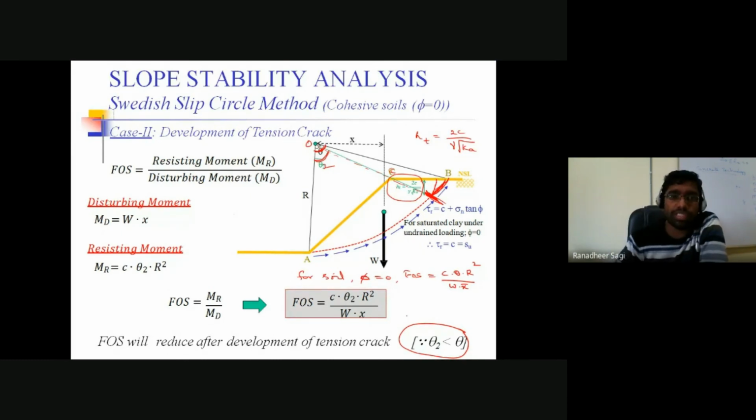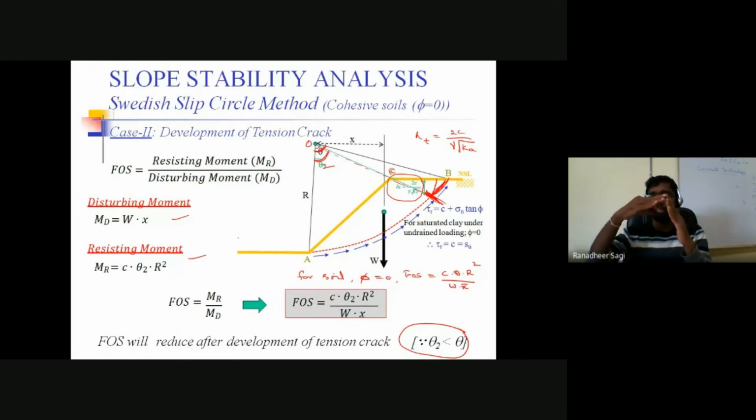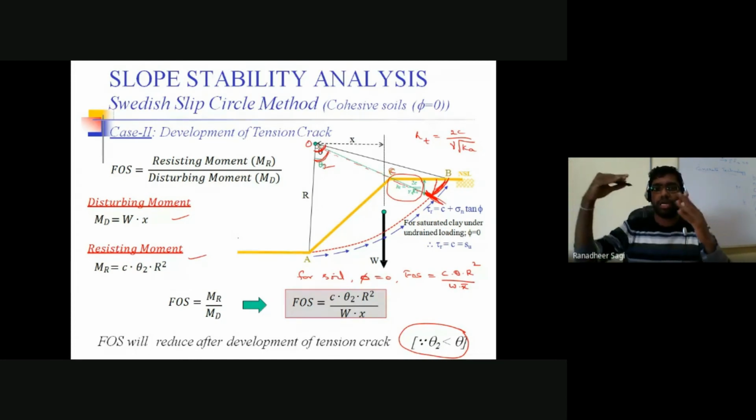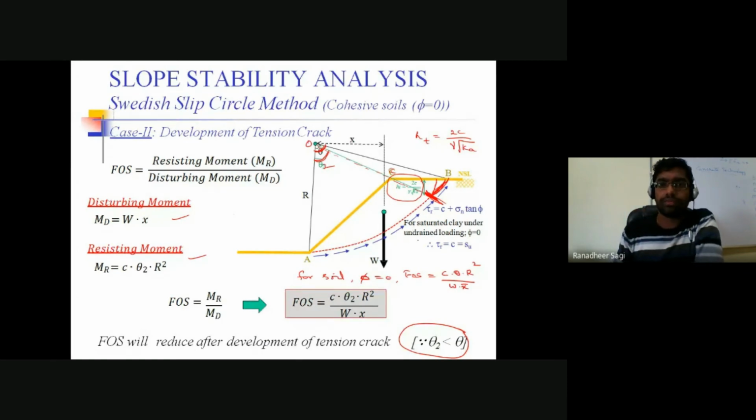So the procedure, how do we calculate? Everything is the same, but the angle that is getting subtended at the center of the arc of the circle is decreasing because the failure surface is not further going beyond that region of the depth of tension crack. Because of which the factor of safety of that particular slope has come down.